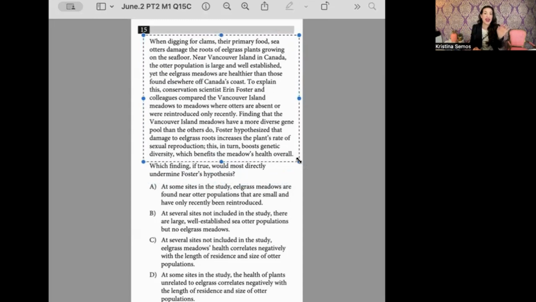That thing, that claim, that's what your focus is while you're reading. So once you've read and you've done that, now you'll go back and you'll be like, oh, okay, what am I doing? Oh, I'm looking for which finding, if true, would most directly undermine the person's hypothesis. Got it. I'm looking for something to invalidate, poke holes in the logic of, or offer like a counterexample, like something that would mess up, if this were a court case, our nice, neat little brief or argument.